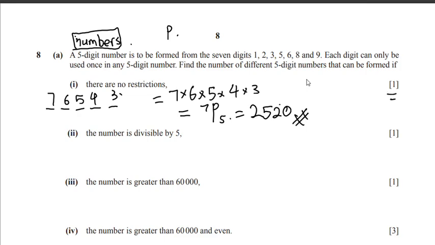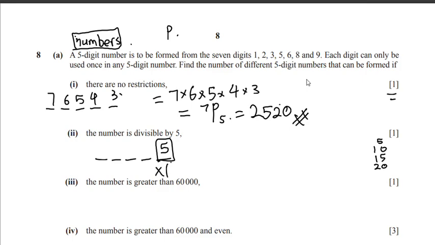Alright. The number is divisible by 5. This will be a bit tricky. When divisible by 5, let's say 1 times 5 is 5, then 10, 15, 20, which means the unit digit, the last digit, always has to be a 5 or a 0. In this case, we don't have a 0, but we have a 5. So the 5 has to be placed at the last digit, and I only have one selection for it, so it's only multiplied by 1.